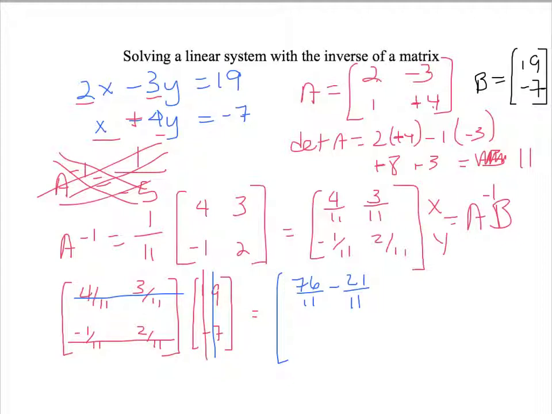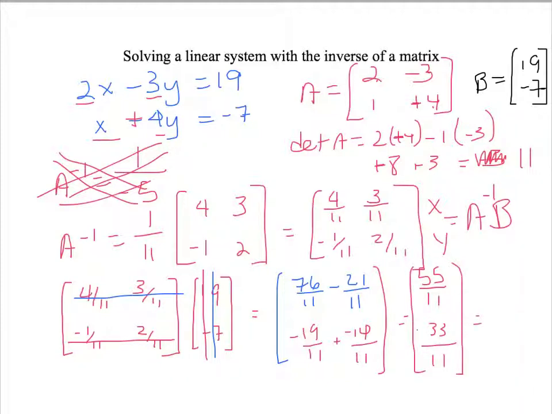And then my element down here will be this row, this column. So negative 19 over 11 plus negative 14 over 11. 76 minus 21 equals 55 over 11, and negative 19 and negative 14 gives me negative 33 over 11. So that means x is 5 and y is negative 3.